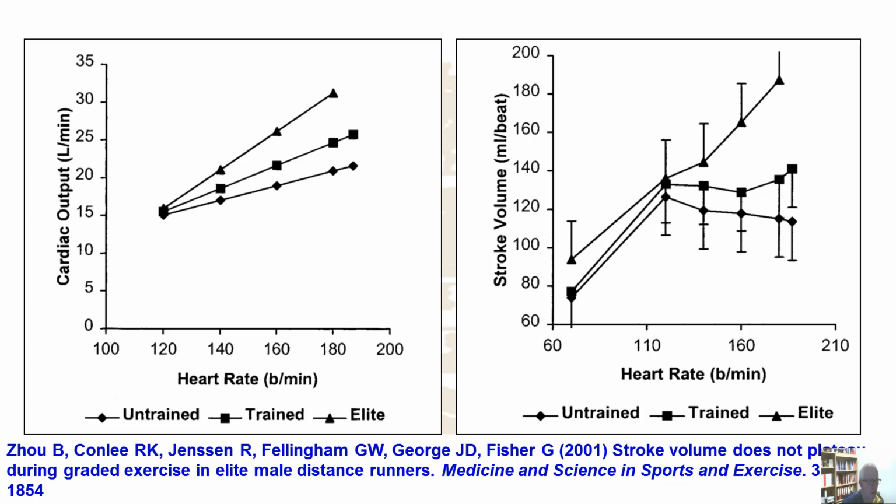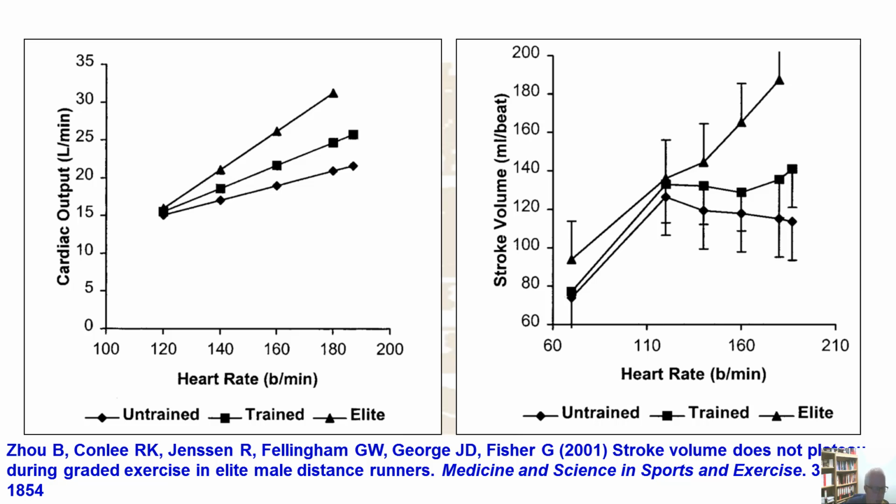Now, if we look at the panel on the left, you can see cardiac output related to heart rate, and we've got our three groups. So we've got our untrained, who are our diamonds, our trained, which are our squares, and our elite, which are our triangles. You can see, not surprisingly, as we saw previously, the elite athletes will have a higher cardiac output. So they're reaching cardiac outputs in this instance of about 30 litres per minute, but they're reaching that for a heart rate of 180 beats per minute.